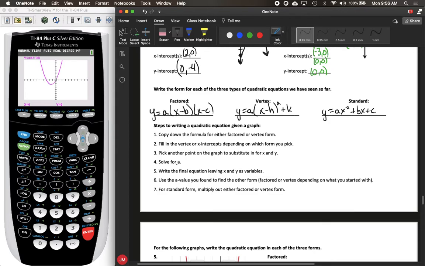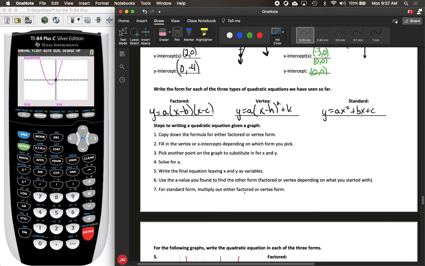Step number four, you're going to solve for a. So a is really kind of the one thing you're not going to know just by looking at the graph. You're going to have to do a little bit of solving to find that. And once you have a, though, you should have everything you need to, in step 5, write your final equation, leaving x and y as variables. Step number 6, we're going to use that same a value in the other form. So whichever form we didn't pick, so if we started with factored, we'll use a in vertex form and write that equation, or vice versa. And I'll show it once both ways. And then for step 7, we're going to find standard form by multiplying out either factored or vertex form.